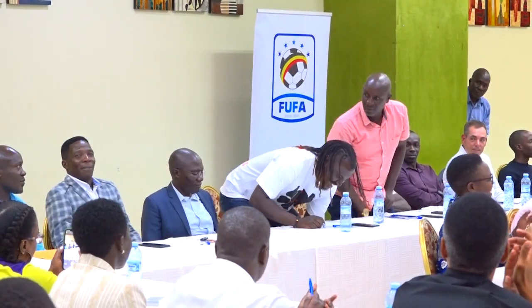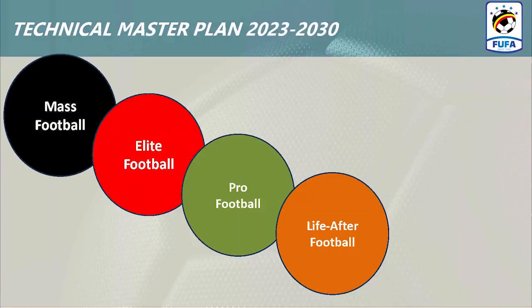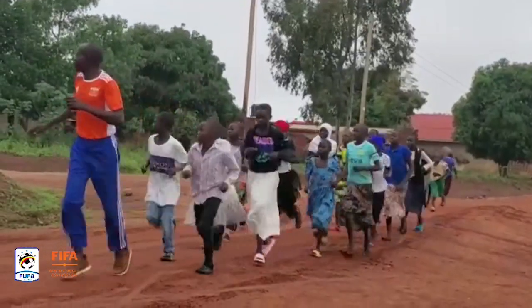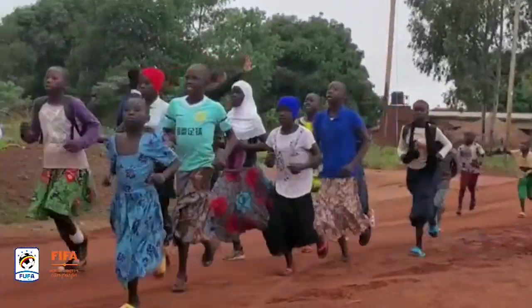What is in the Technical Master Plan? The Technical Master Plan looks at 4 pillars. These are 4 pillars that FUFA has identified that if we do them deeply, will bring visible progress in the development of football on the pitch. The first pillar speaks about mass football, and by mass football we mean football for everyone. As you are aware, one of the hat-trick goals is to take football to each and every home state. So mass football means football intended for each and every person and every corner of the country.